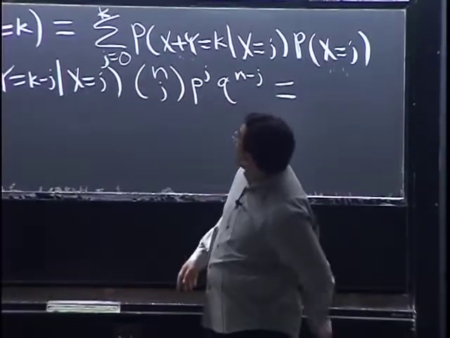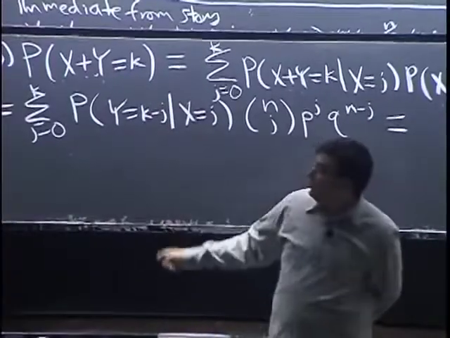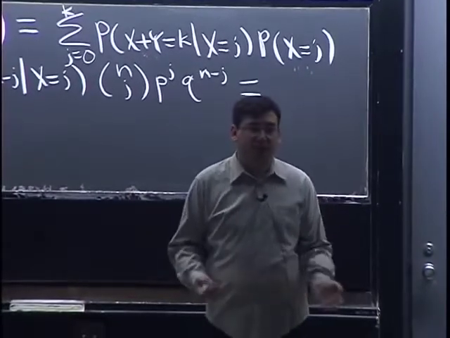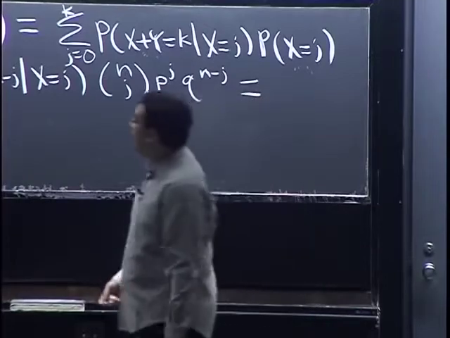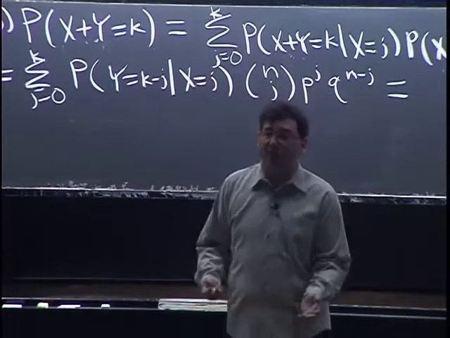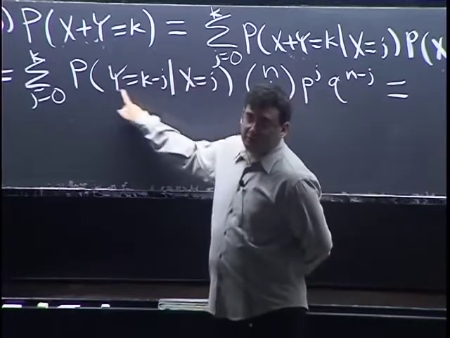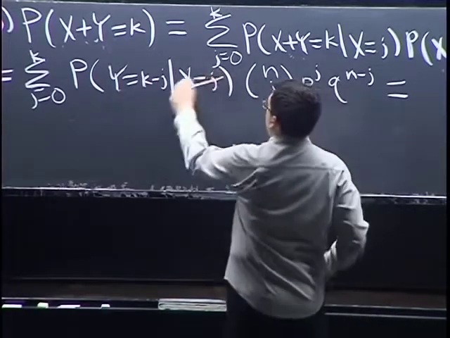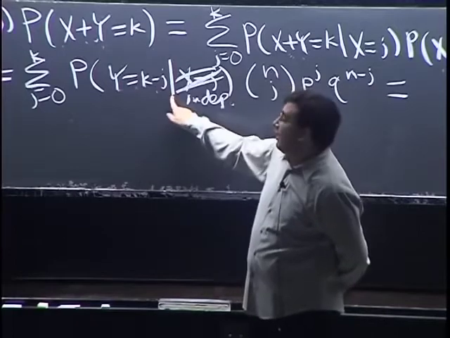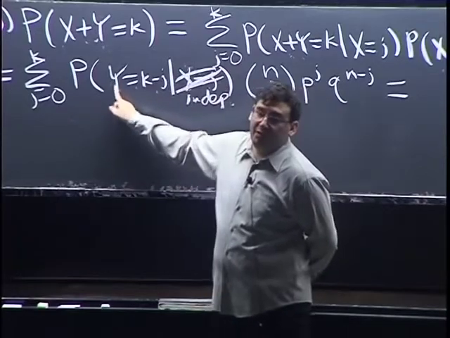Now, the key fact here is that X and Y are independent. I haven't written out the formal definition of independence for random variables yet, but if you understand independence for events, then you understand it for random variables. Independent means that if we know X, it gives us no information whatsoever about Y. So if we know that X equals j, that tells us nothing about Y. So independence means we can just cross this out. That's by independence. So it's just the probability that Y equals k minus j, because the definition of independence is that conditioning on X gives us no information about Y.